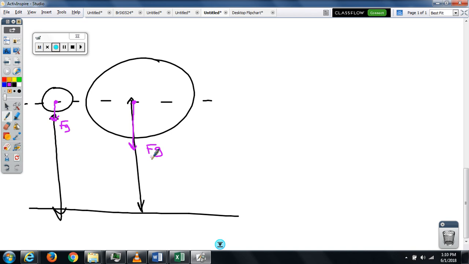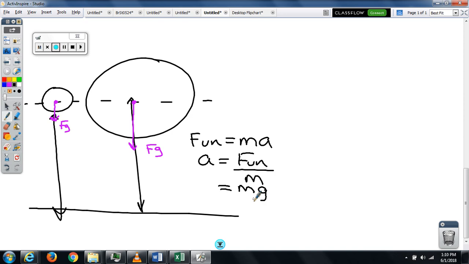So gravity being the force between the object and the Earth, this object is being pulled harder than this object. Well, we can use Newton's second law, F equals ma. So the acceleration would be the unbalanced force divided by the mass. So the unbalanced force in both cases is Fg, which is mg in the negative direction, divided by the mass.